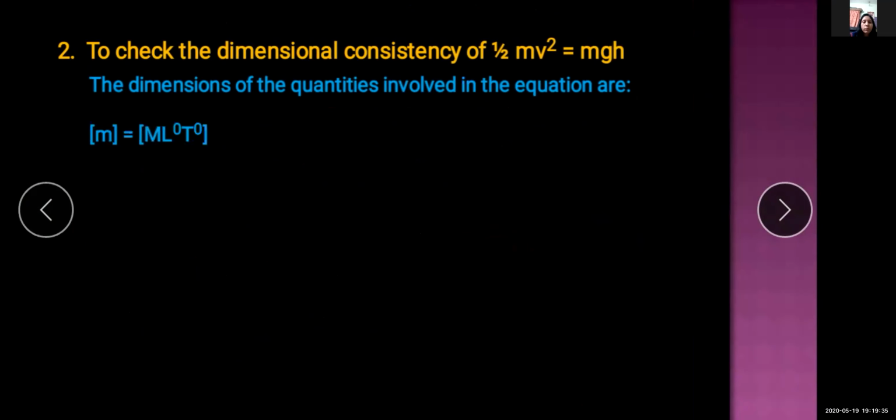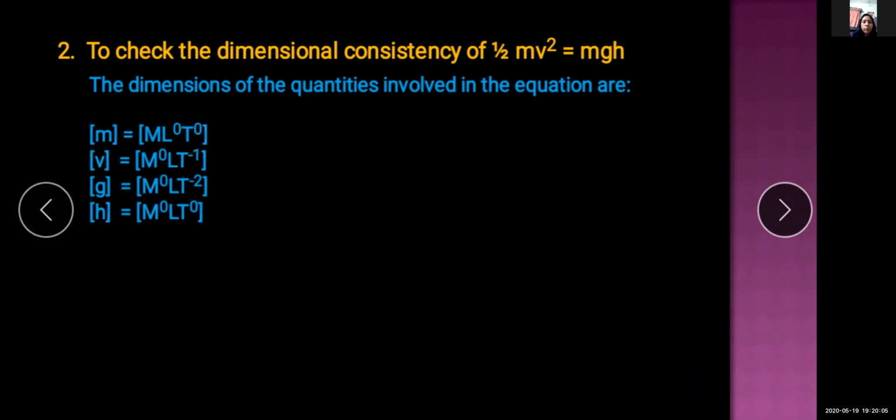Here we know that dimension of m is M L0 T0. Here m is mass, v is velocity, so dimension of velocity is L T^-1. Clear? g is acceleration due to gravity, so its dimension is M0 L T^-2. And h is height. Height is length, so dimension of h is L.